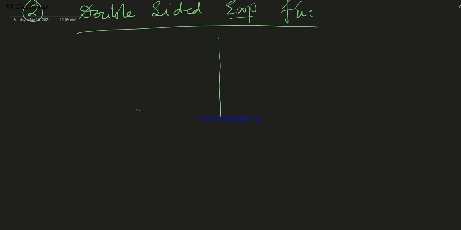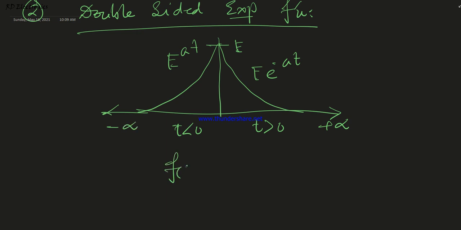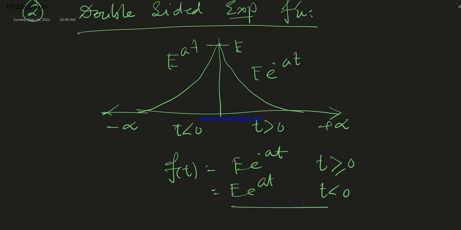So in a double sided exponential function, basically on the two sides this signal is present, this is t greater than 0 and this is t less than 0. So this is represented by e to the power at, and the highest amplitude is a, and this is t tends to infinity and this is t tends to minus infinity. So what is the definition? The definition is f(t) equals e to the power minus at when t is greater than 0, and e to the power at when t is less than 0. So this is the form of the double-sided exponential function. Okay.